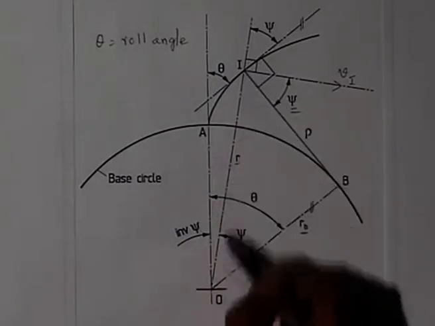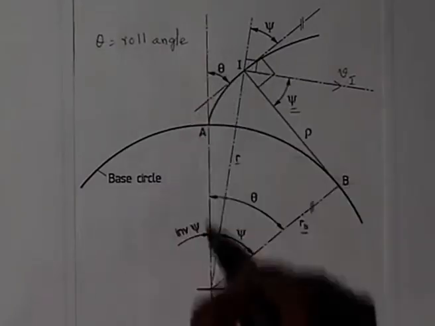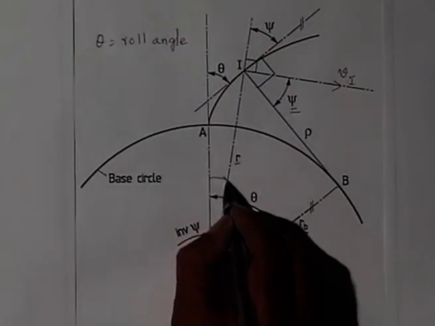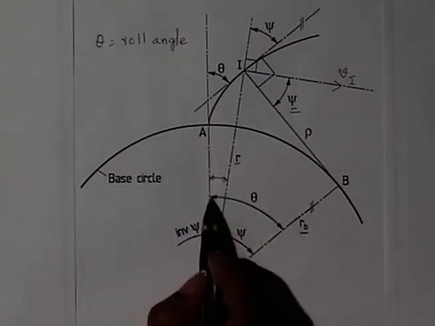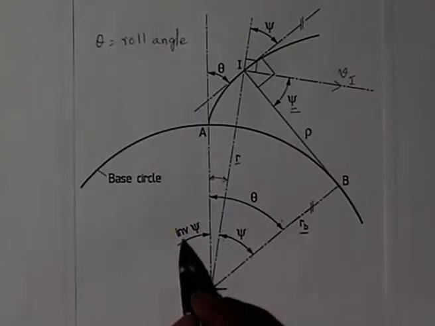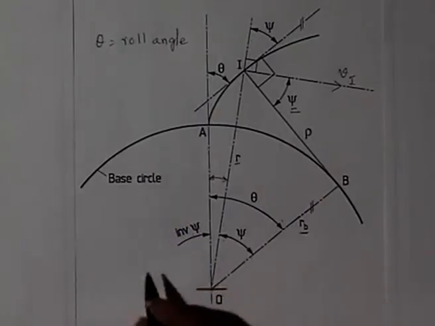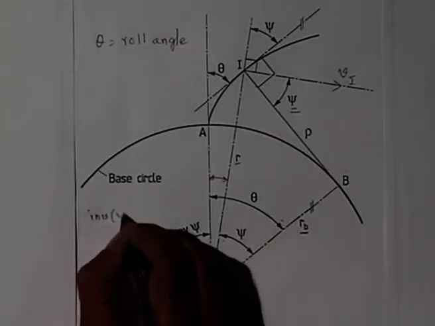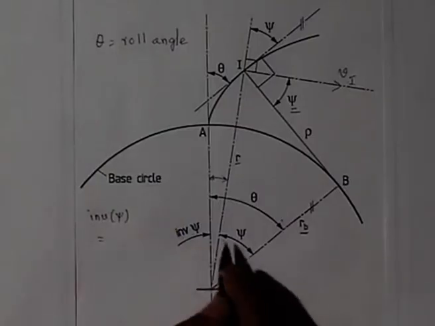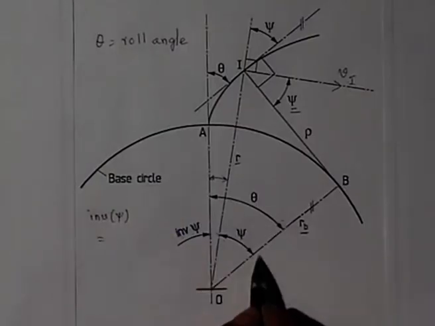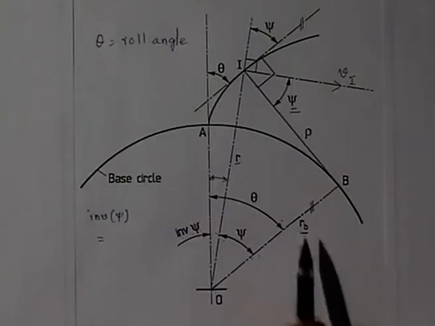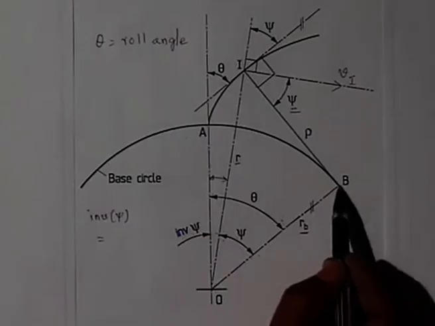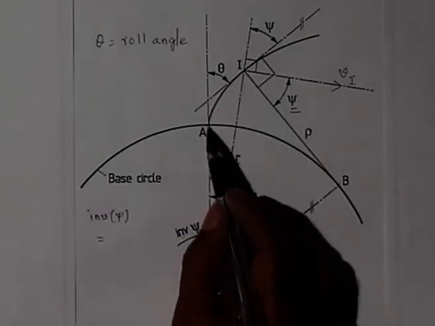Now, the polar angle of this line OI from this vertical line, that is the radius through A, the initial point, this angle, which is theta minus psi, we defined as involute of psi. Involute of psi is this angle, which is theta minus psi, and what we have seen is that this length AB is nothing but RB into theta, and the string length BI is also equal to AB.